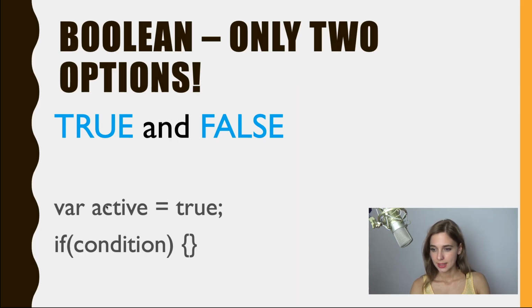In the example, I have created a variable and I called it active, and I assigned it a value of true. So you can imagine that you have a password and it might be still active or it might become inactive. In this case, it's still active because it's true.